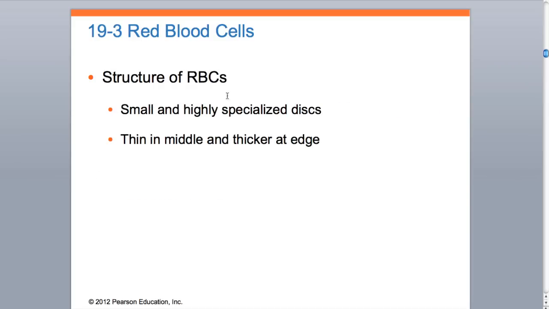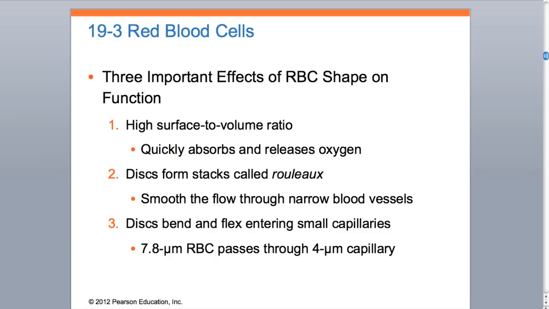The structure of a red blood cell. This picture has no bearing, so we're going to continue. Now this slide is important from this perspective down here. I'm going to be on number 3 now. In number 3, it says 7.8 microns. I'm going to average that off to about 8. Now 8 microns is the size, the diameter of a red blood cell.